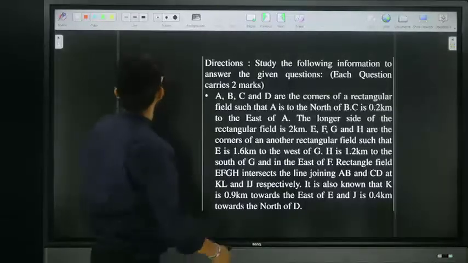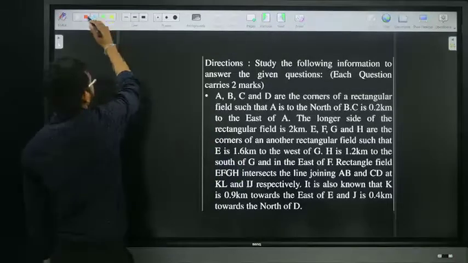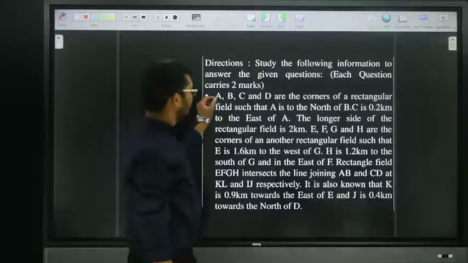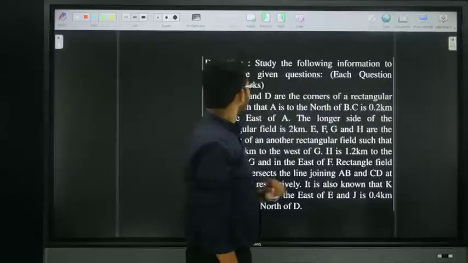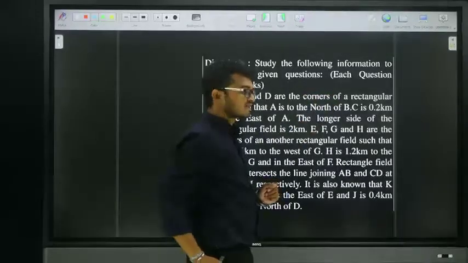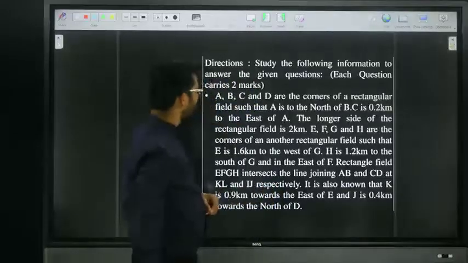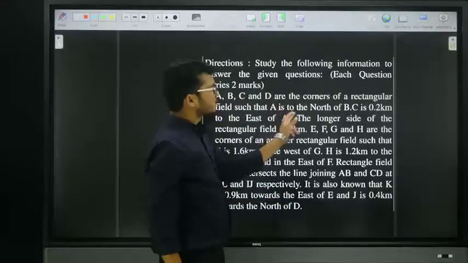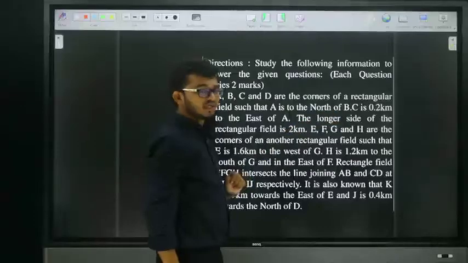Friends, here I'm explaining. Given is one: ABCD are the corners of a rectangular field such that A is to the north of B.